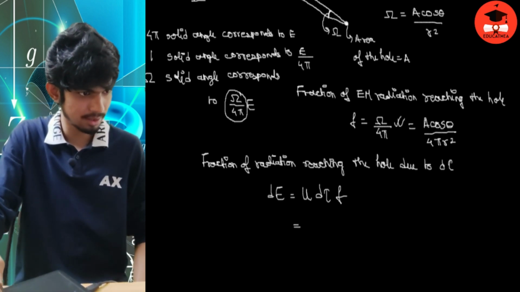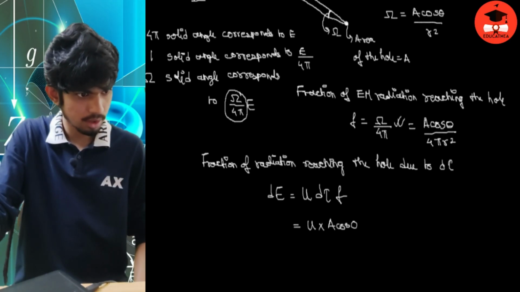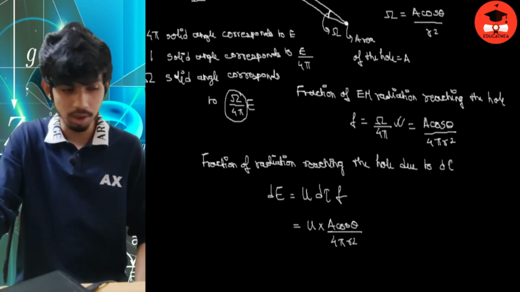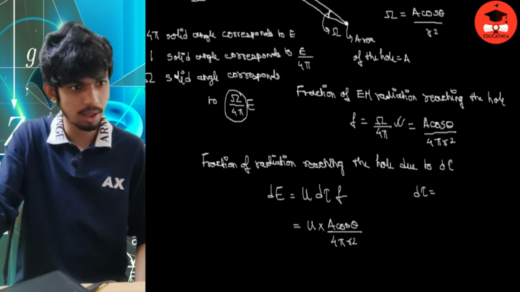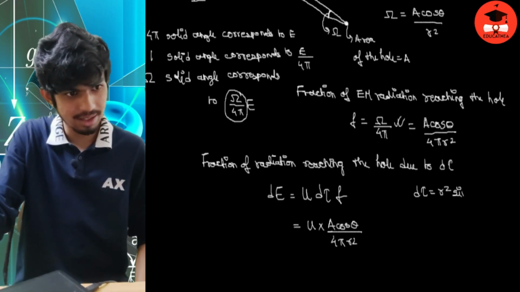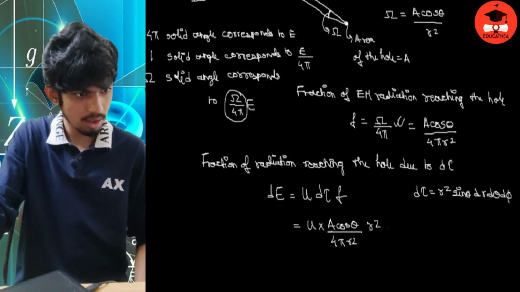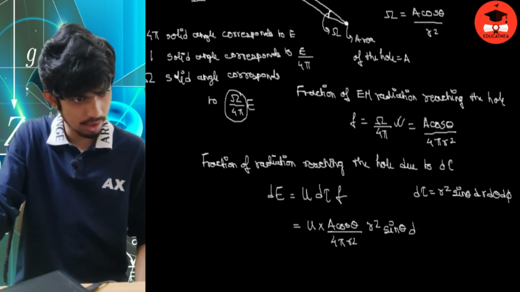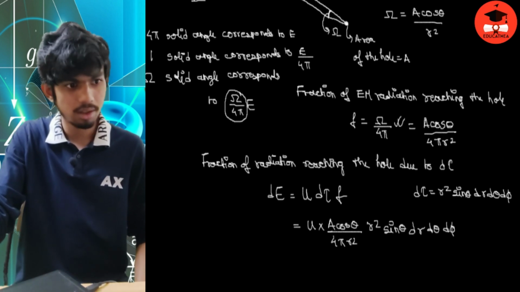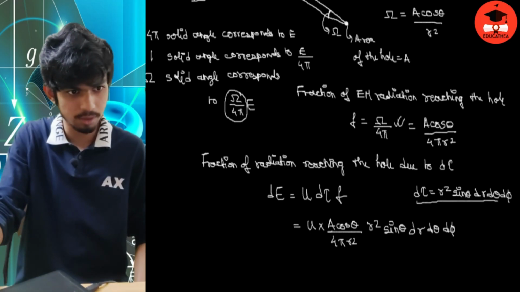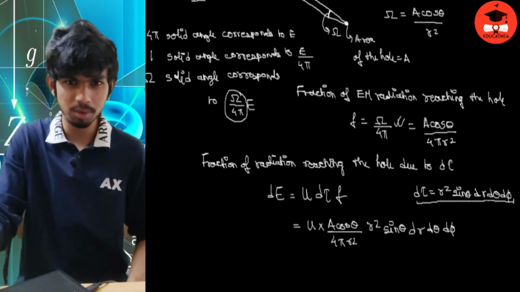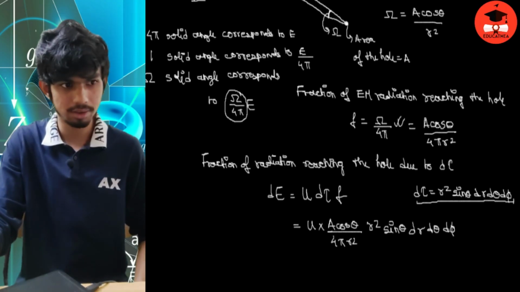So this will be nothing but U into a cos theta by 4 pi r square into d tau. Now in polar coordinates, you know that d tau is nothing but r square sine theta dr d theta d phi, right? So I'll put the value here, r square sine theta dr d theta d phi. For the ones who do not know this particular expression, just go and check out what the volume element is in polar coordinates. All right.